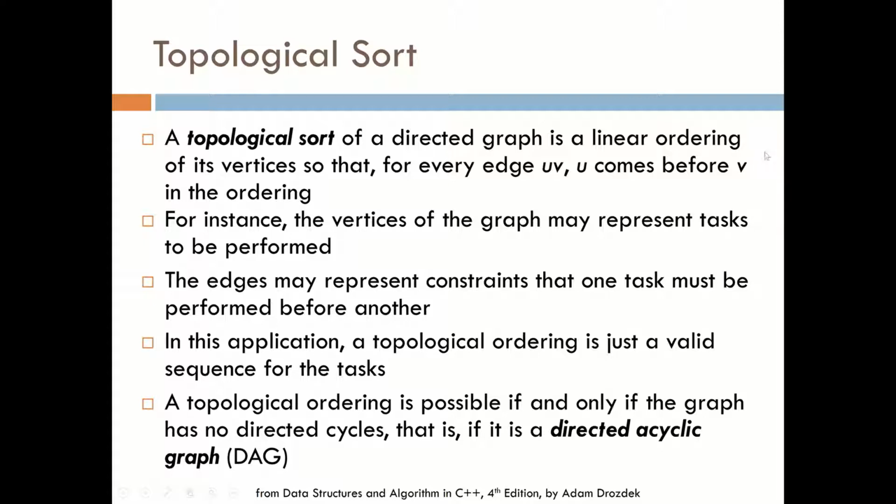So a topological ordering is possible if and only if there are no cycles in the graph, there are no directed cycles in the graph. So it must be performed on a directed acyclic graph, also known as a DAG.